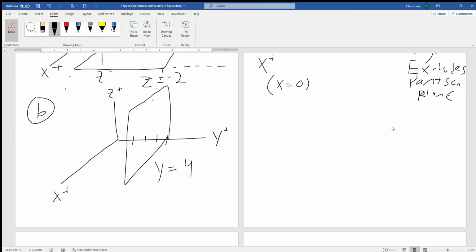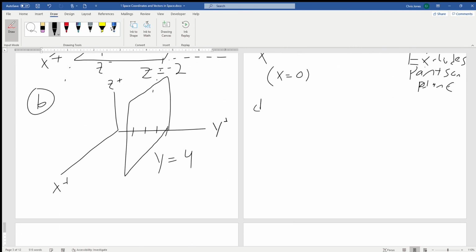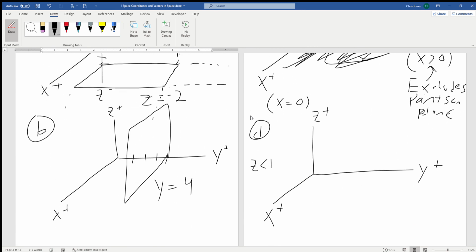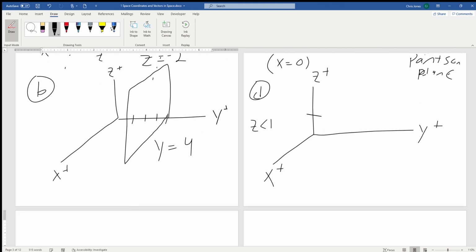A fourth example, z less than 1. So again, here's our Cartesian plane. We have x positive, y positive, and z positive. We're looking for z less than 1. That was what we're asked to find. Right? So to do that, we're going to plot the plane z equals 1. And again, it's going to be hyphenated because we want less than, not less than or equal to.